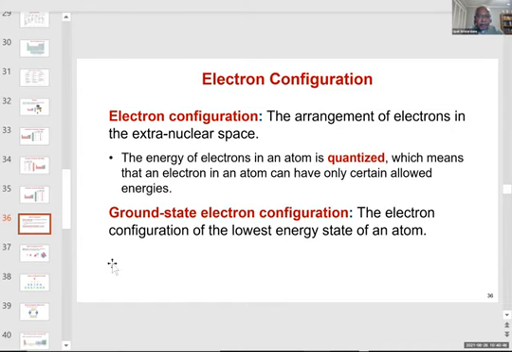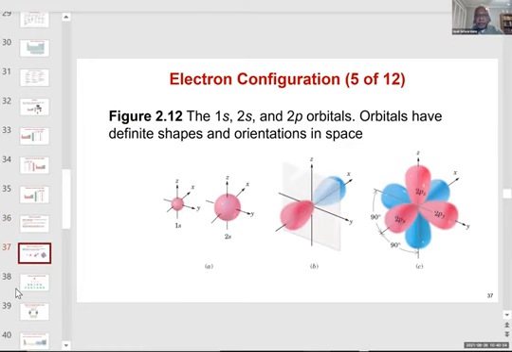Electrons are waves, not particles. They have more wave properties. So electrons in a shell, for example the first shell: an electron in the first shell is 1s. An electron in the second shell has 2s and 2p.